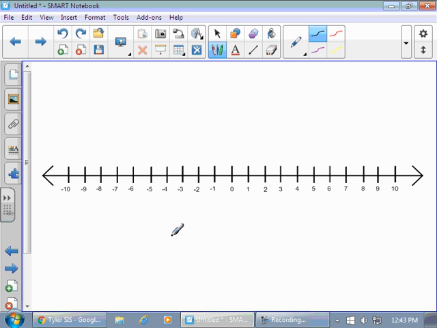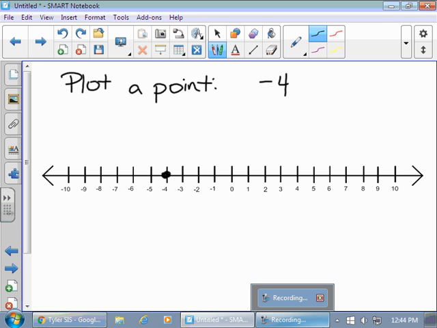All right. Now, when they say plot a point on a number line, what they mean is, so if they ask you to plot a point and they give you -4, they want you to find -4 in this line and put a dot on it. Okay? So I would go and I would find my -4 and I would put a dot there. That's all they mean when they say plot a point.